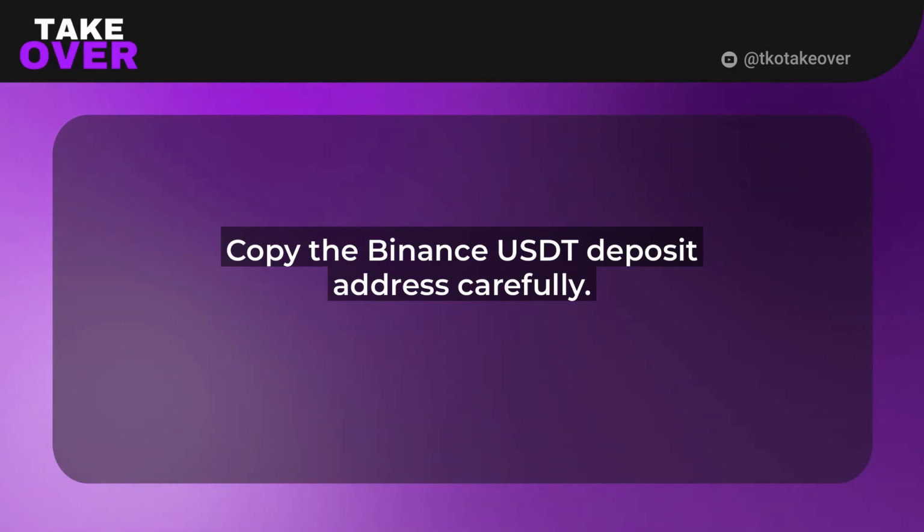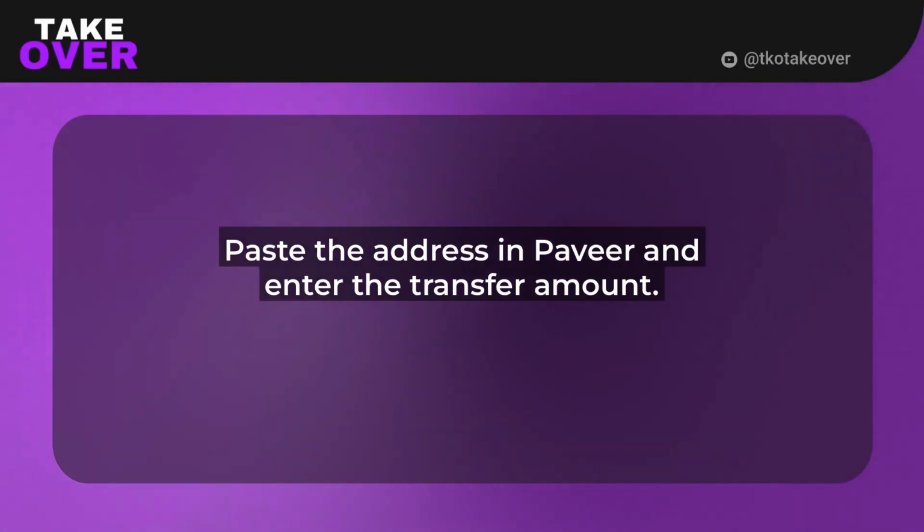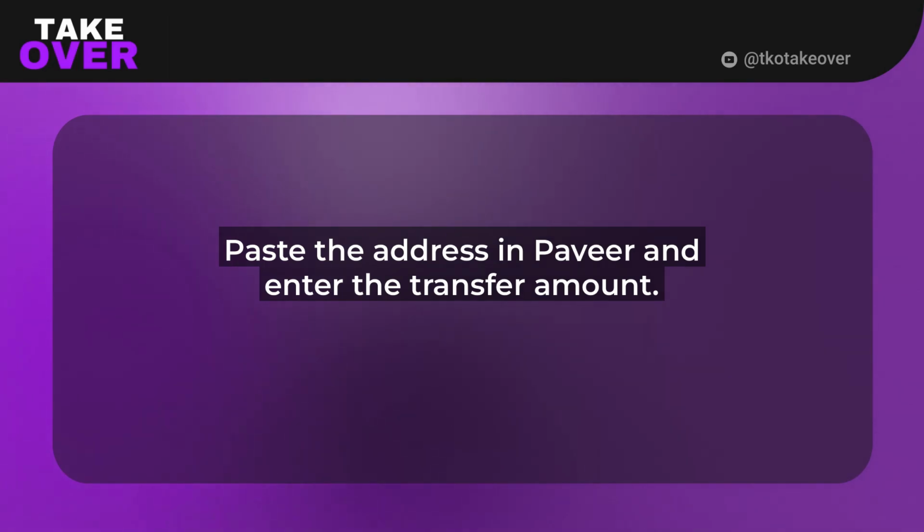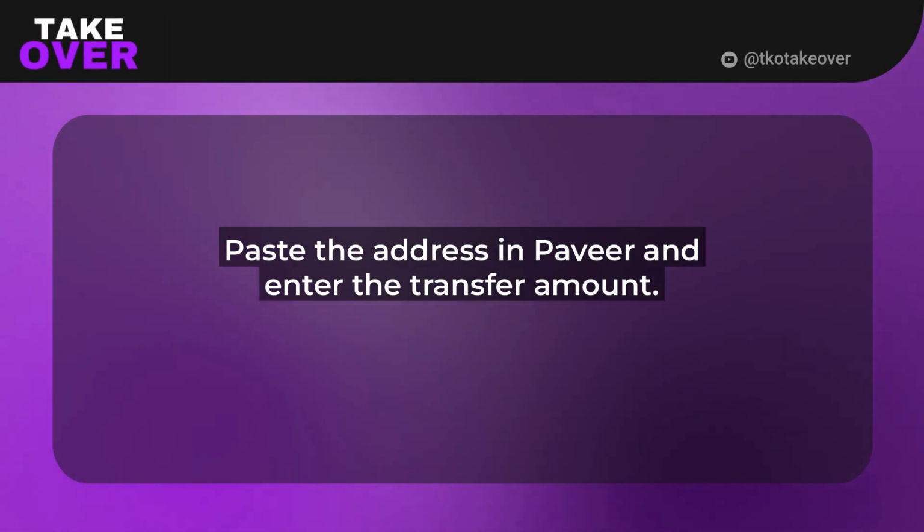Back in Payeer, paste that Binance address into the withdrawal field for USDT. Enter the amount you want to transfer, but always leave a little extra for network fees to avoid incomplete transactions. Review everything: amount, address, and network type, then hit Confirm. You'll likely need to enter a two-factor authentication code for security.